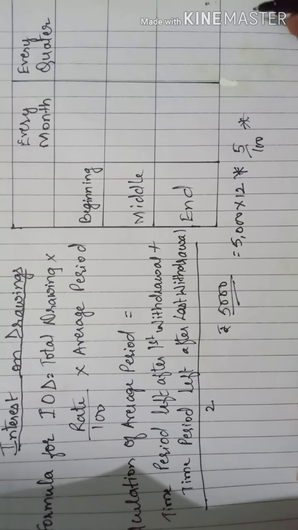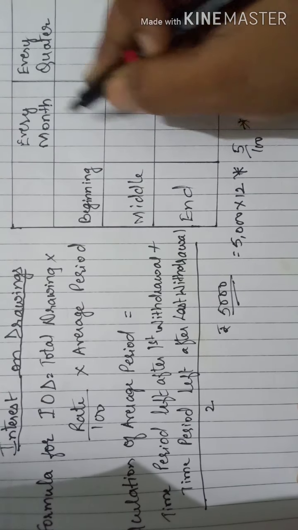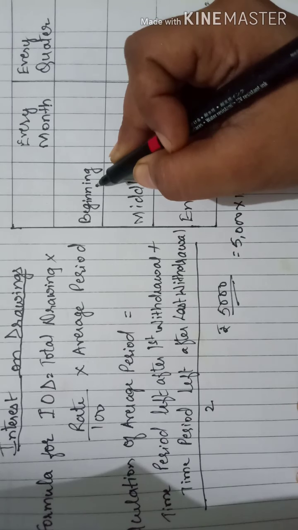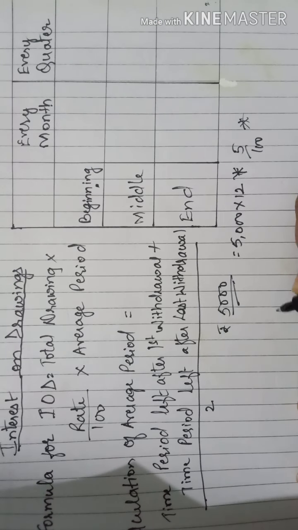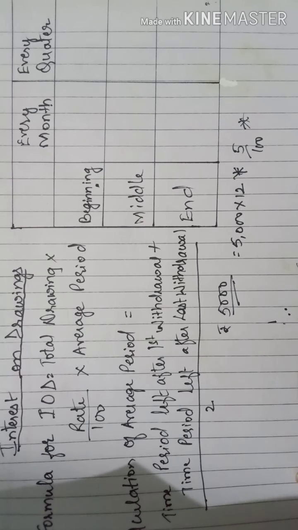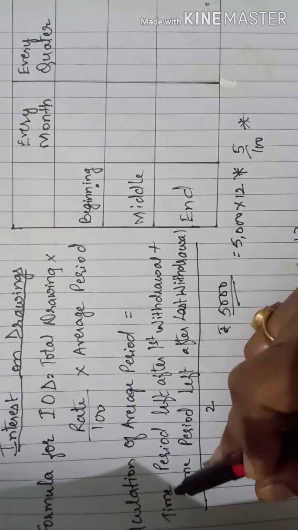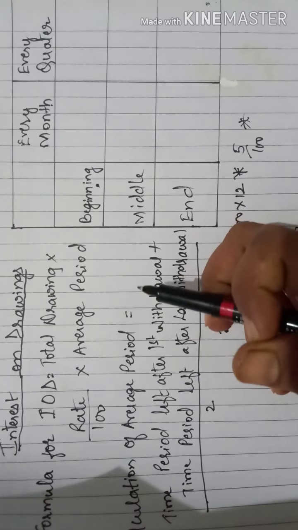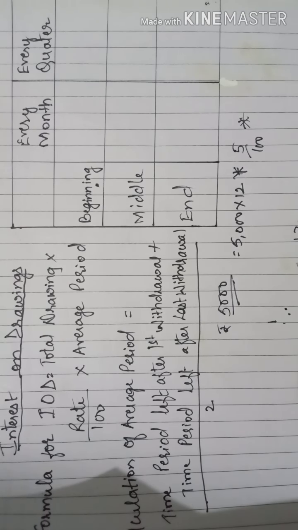Now how will I calculate my average period? I said I am withdrawing at the beginning of every month, so my withdrawal is on the first date of the month. That is 1st April. Suppose my financial year starts from 1st April to 31st March. So 1st April I have withdrawn. Now if I withdraw on 1st April, the time period left after that is all 12 months. What was my formula? Time period left after first withdrawal. That will be 12.